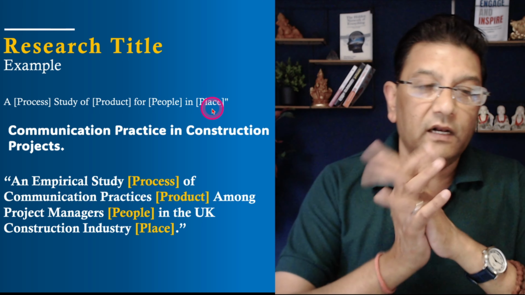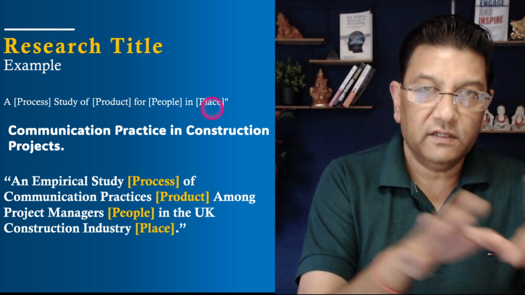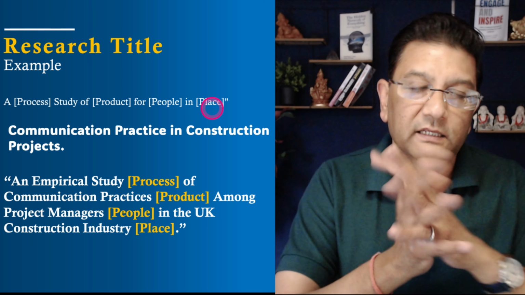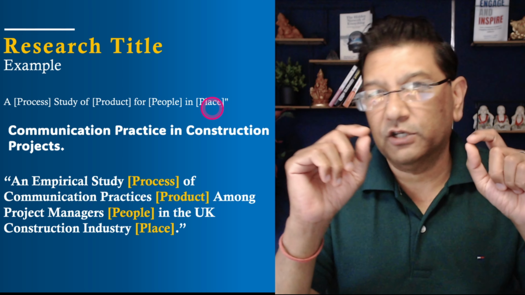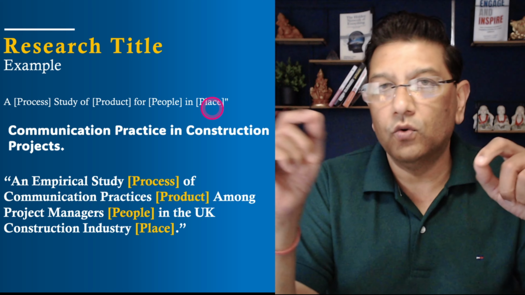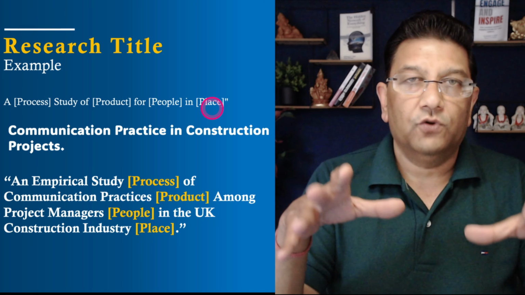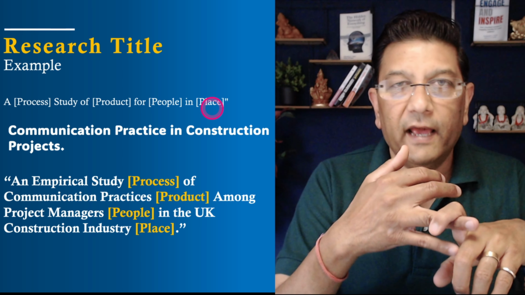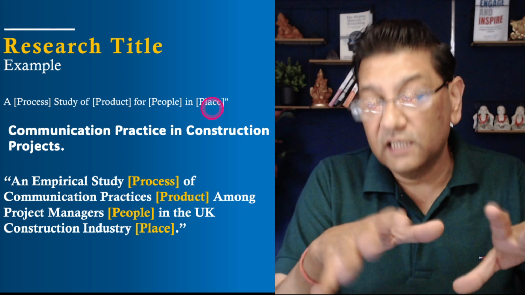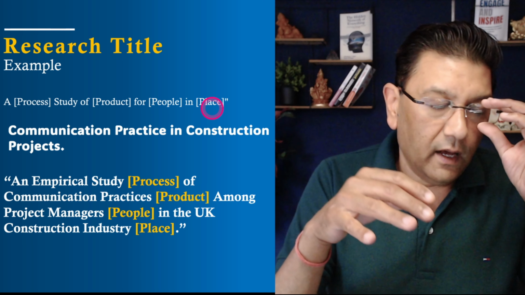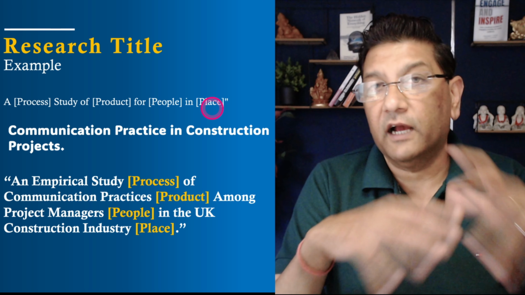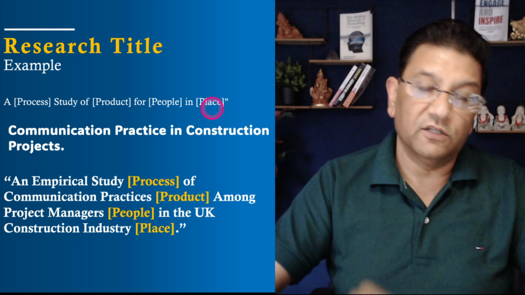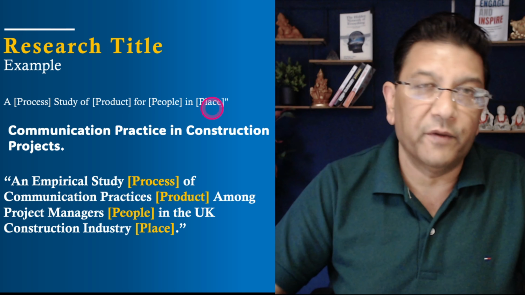Now you will realize, when I was showing you the questions about process, product, people, and place, that the questions are about how, who. Those are your best friends. So when you are doing research, how, who, why, what, these are your best friends. Consider asking those questions again and again to yourself when you are writing your research title or your aim and objectives.